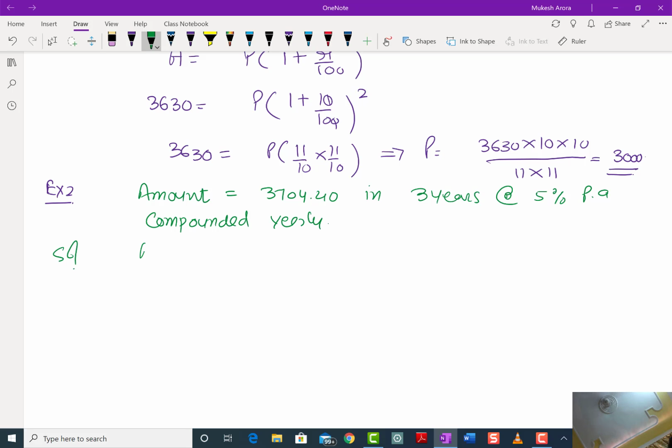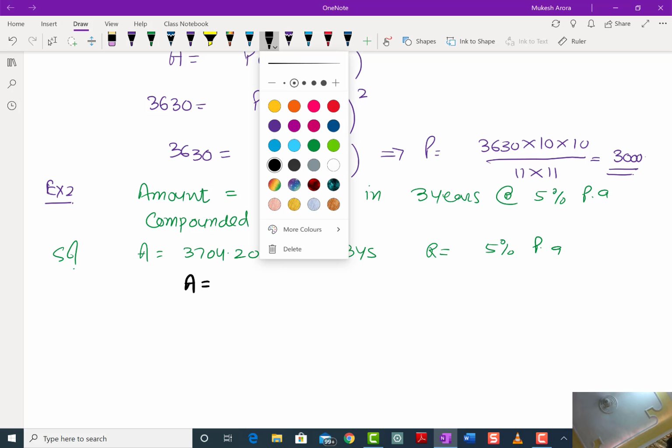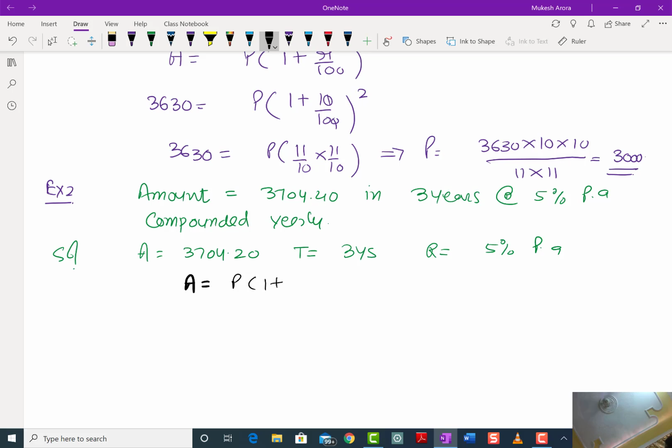Again, amount is 3740.20, time is 3 years and rate of interest is 5% per annum. So amount is equal to principal into 1 plus r upon 100 raised to the power n. So we'll substitute: A is 3704.20, which is equal to P into 1 plus 5 by 100 raised to the power 3.